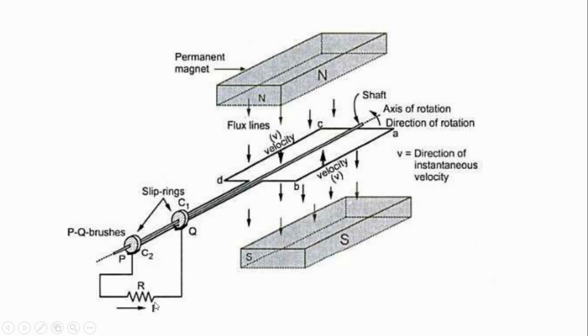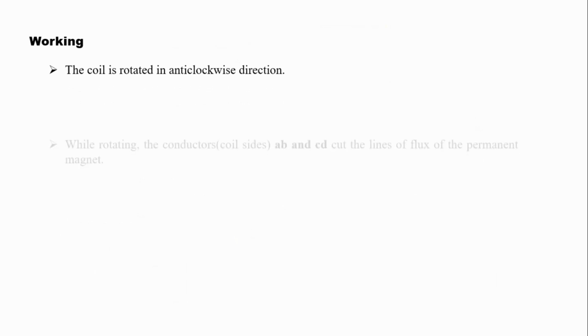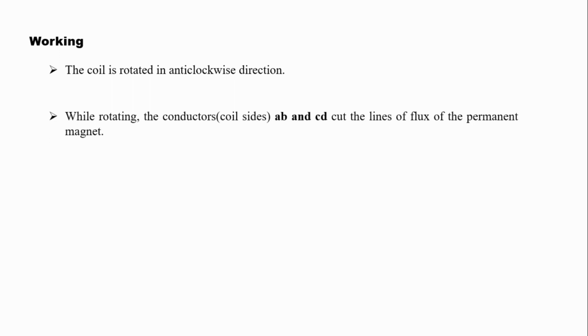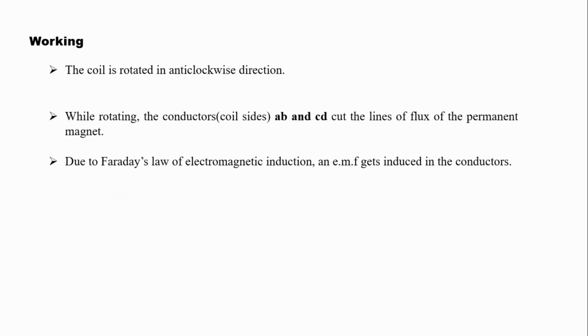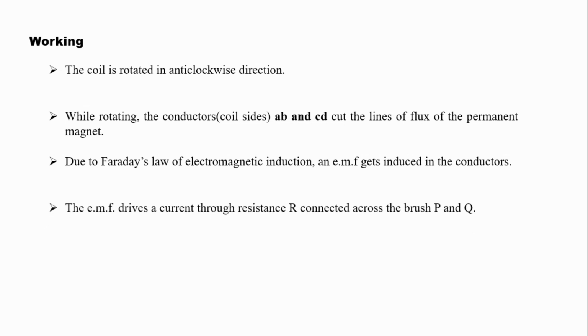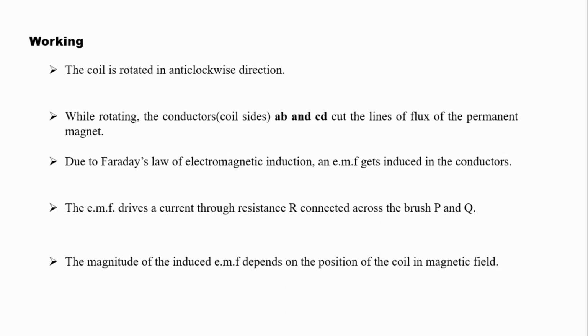Assume that the coil is rotating in anti-clockwise direction. While rotating, the conductors, that is coil sides AB and CD, cut the lines of flux of the permanent magnet. Due to Faraday's law of electromagnetic induction, an EMF gets induced in the conductors. The EMF drives a current through resistance R connected across the brushes P and Q. The magnitude of induced EMF depends on the position of the coil in the magnetic field.